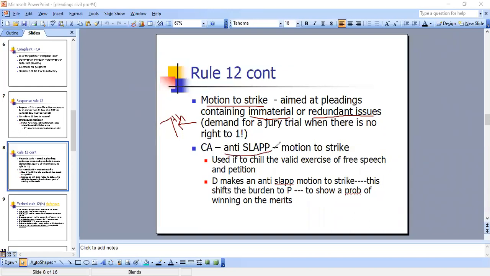So it's redundant or immaterial issues for a motion to strike. California has an anti-SLAPP motion to strike, used if the suit is meant to chill the valid exercise of free speech and petition. The defendant makes an anti-SLAPP motion to strike. This shifts the burden onto the plaintiff. That's basically what it does. He's just shifting the burden onto the plaintiff to show a probability of winning on the merits. Okay, I haven't seen that, but you never know.